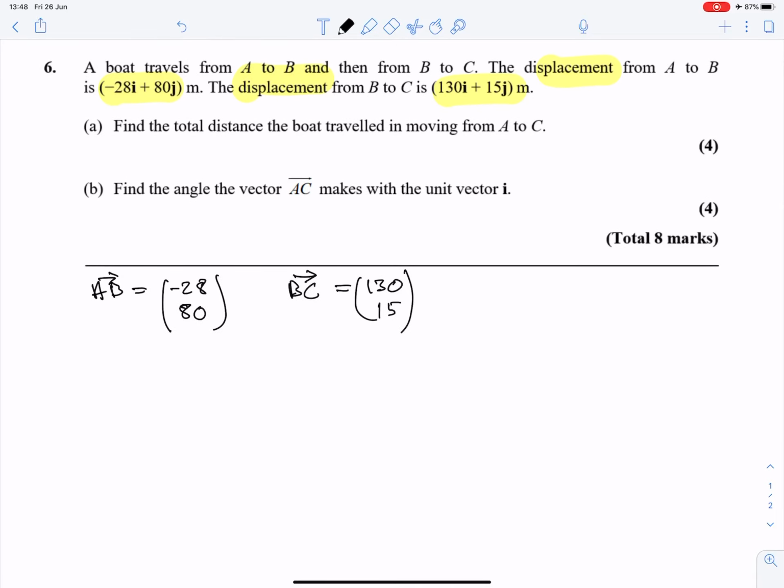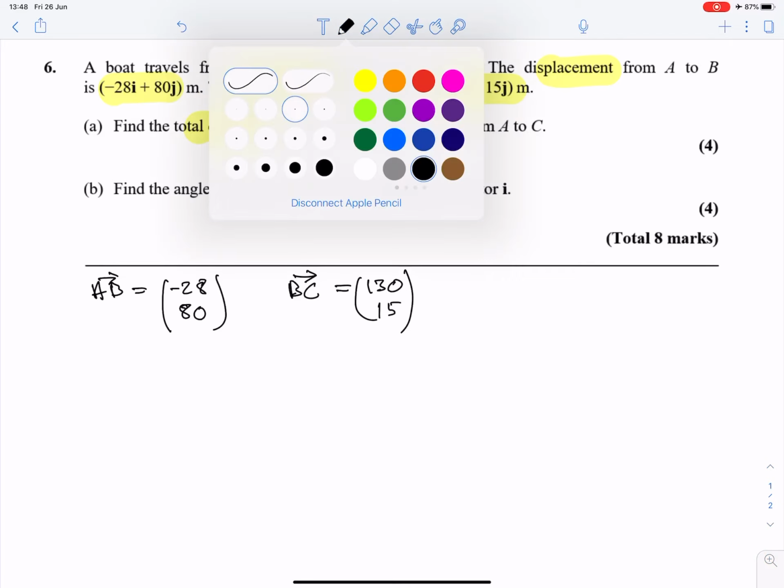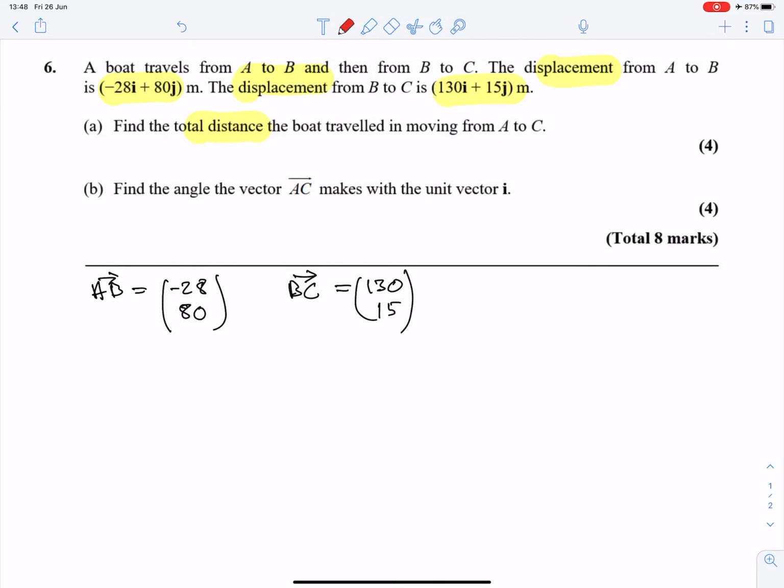So find the total distance. So the distance is the magnitude of, so that's going to be the magnitude of AB plus the magnitude of BC. It's the distance travelled, not the displacement from A to C.